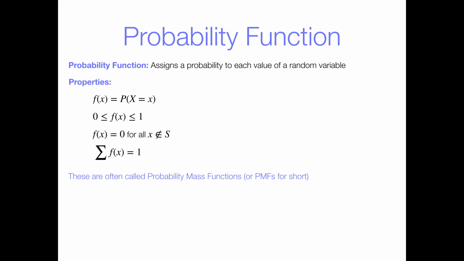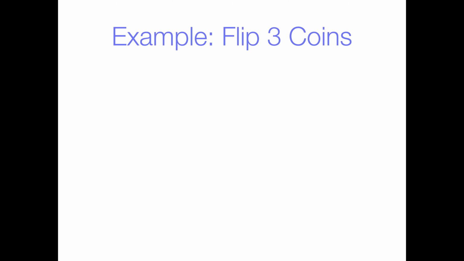And we're dealing with discrete random variables here. This is for discrete random variables. And when we're in the discrete world, we call these probability mass functions, or PMFs. In the next section, we're going to jump into the continuous world, and that's going to be different. So, discrete, PMF. Pair those up in your mind. We can do an example.